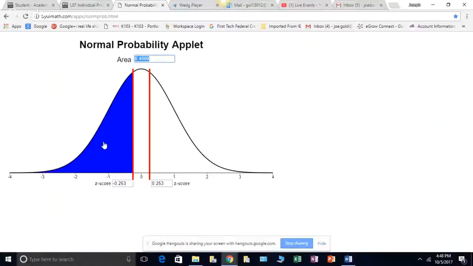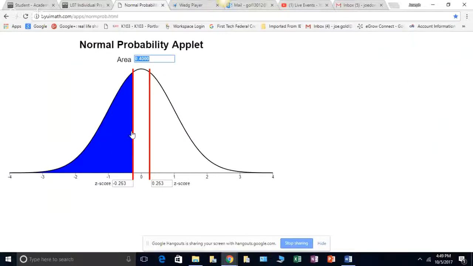I have a question. Whenever I use the normal probability applet and I put in the area 0.4 or whatever, it gives me some error message. I had the same problem. You know what I did? I started moving this, and somehow I just broke the mold, and then after that it worked. Okay, I had the same problem.